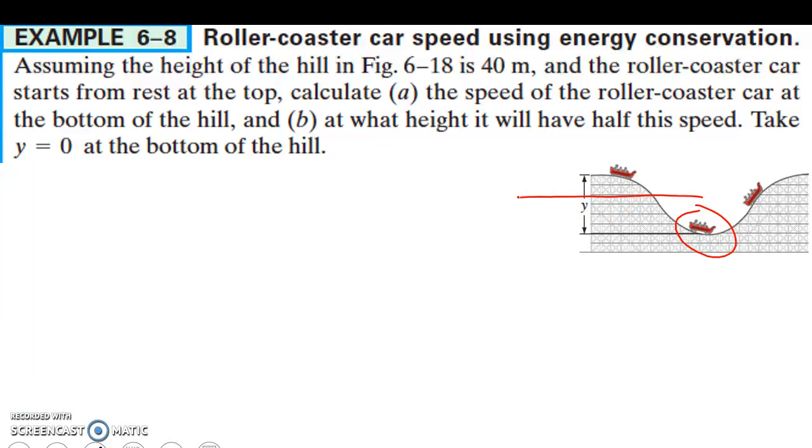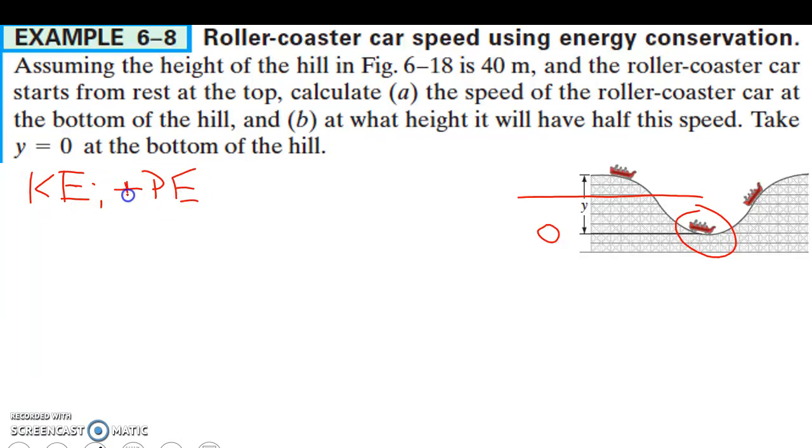And we want to take, and this is important, the bottom of the hill to be 0. Why do we do that? To keep our numbers positive. And you'll see as we do the math why that's important. So again, we're going to assume that there's no friction. We're going to keep everything conservative forces, so just gravity's acting on our object.